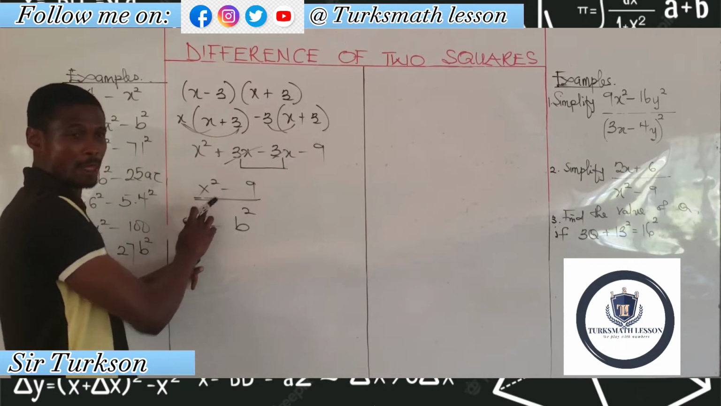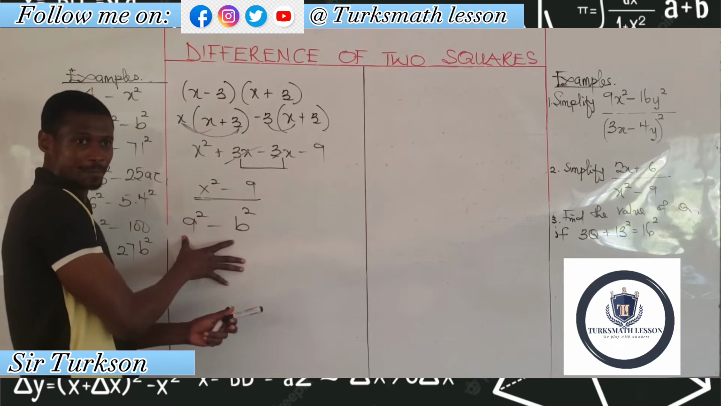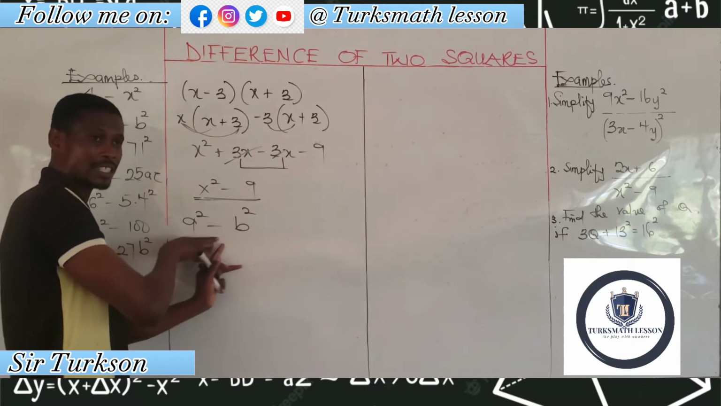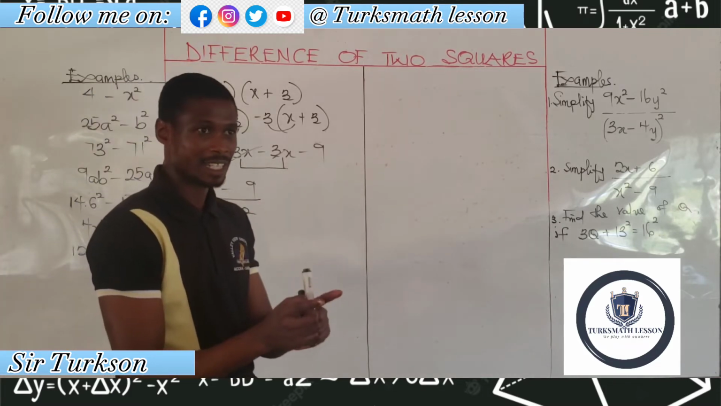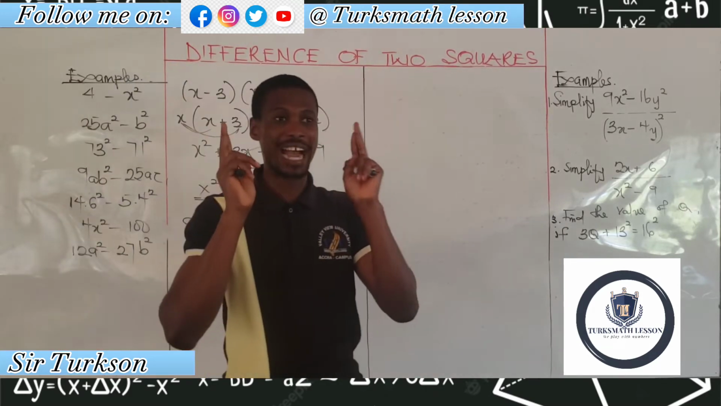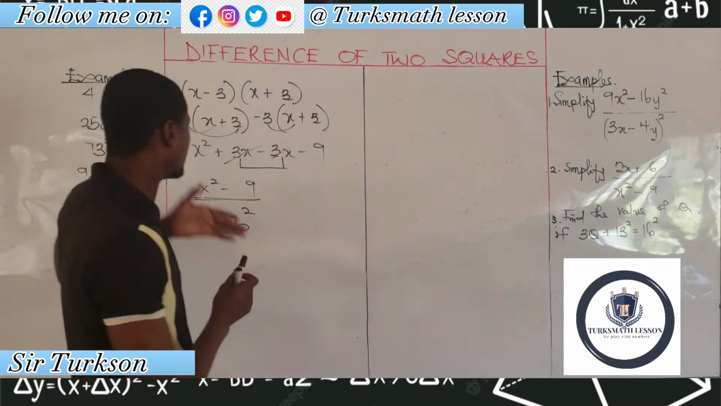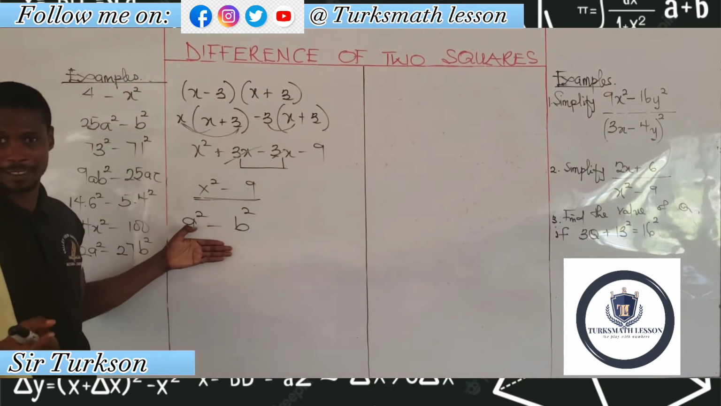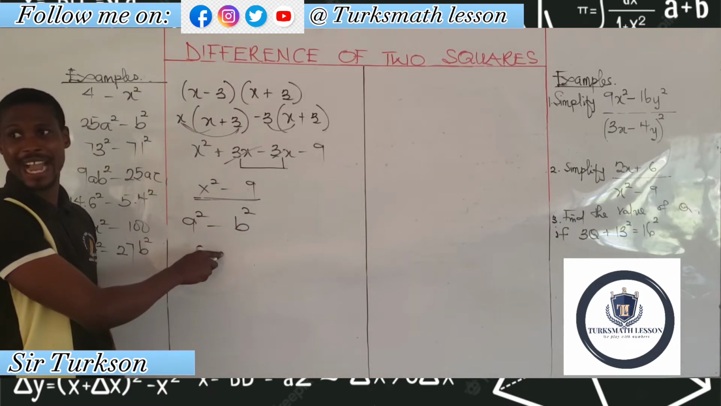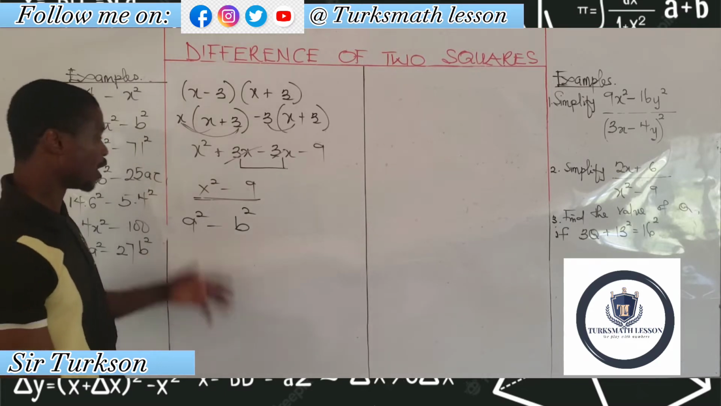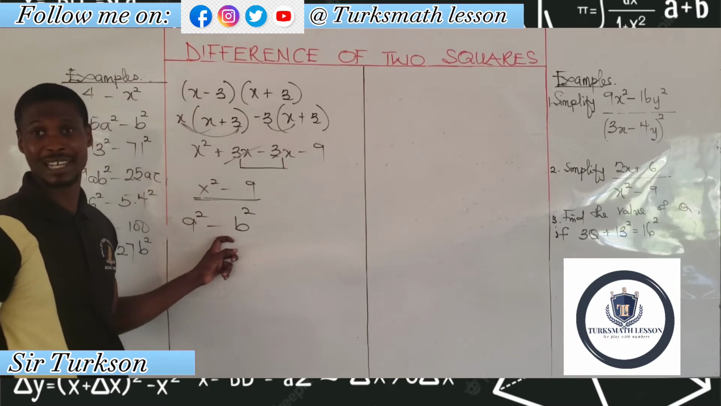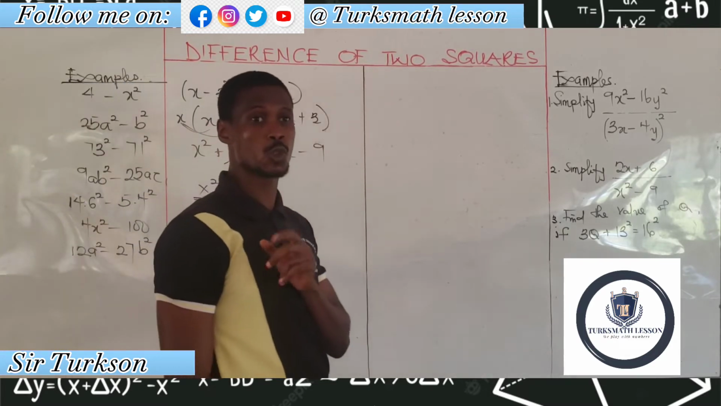Do you understand? Now, if you factorize this, we need to use two brackets as we have here. How many brackets do we need to use? Two brackets. And what makes it look like difference of two squares? The minus sign. So any expression that involves squares and has a minus sign in it becomes a difference of two squares.